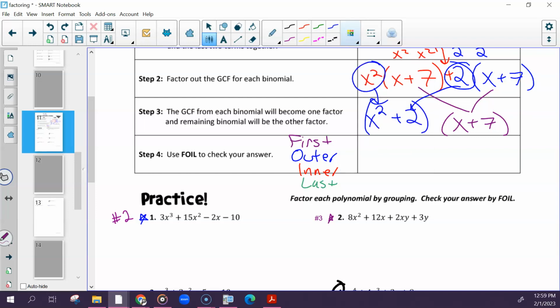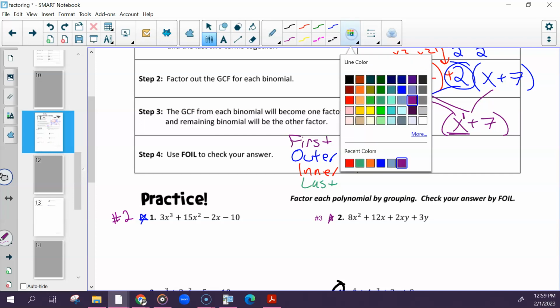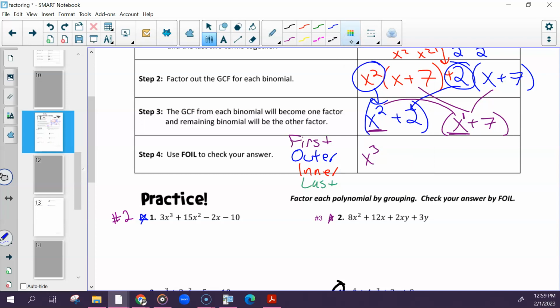So the first would be the first terms in both sets of parentheses. Multiply them together. X squared times x. What would that give you? Not squared, because it was already squared. But it would be x to the third, yes. You were close. The outer terms are the numbers or terms on the outside of your factors, x squared and 7. So that would give us 7x squared.